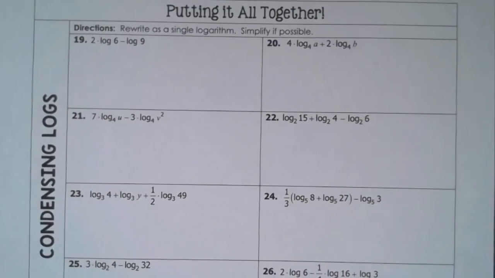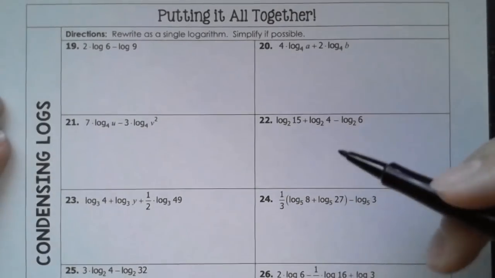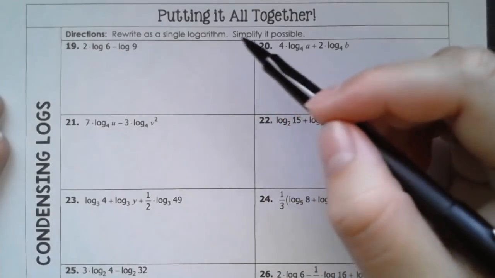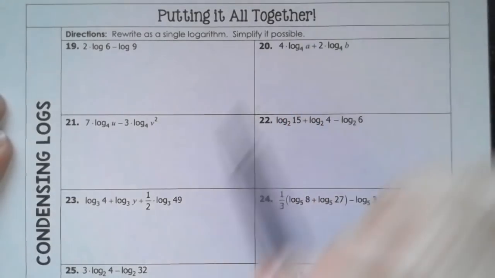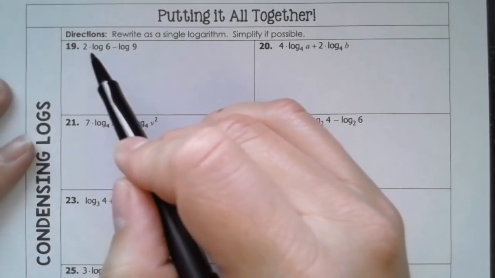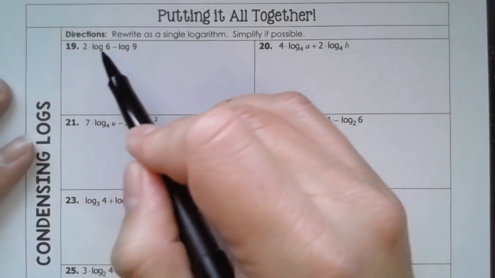It says putting it all together. So these examples apply all the properties here. We just need to know which one we are using. The directions say rewrite as a single logarithm, simplify if possible. For this first one, just watch out for parentheses. The 2 does not apply to both here, so it just applies to log base 6.